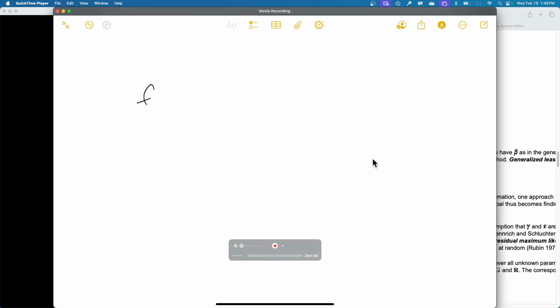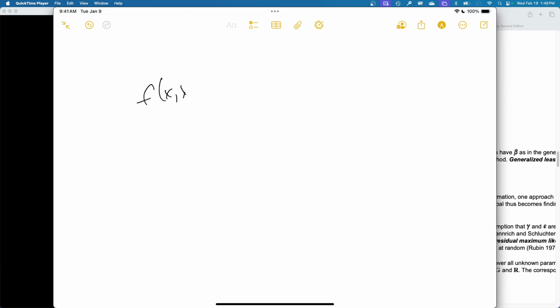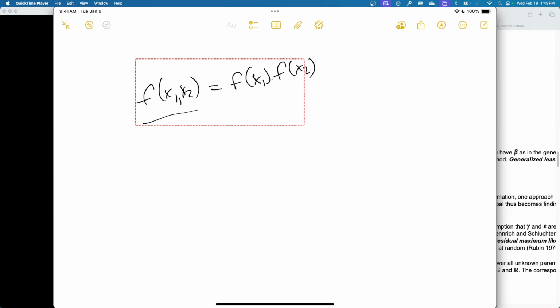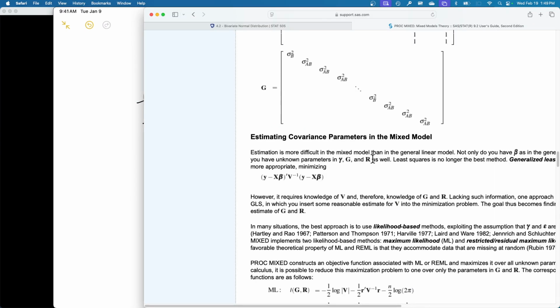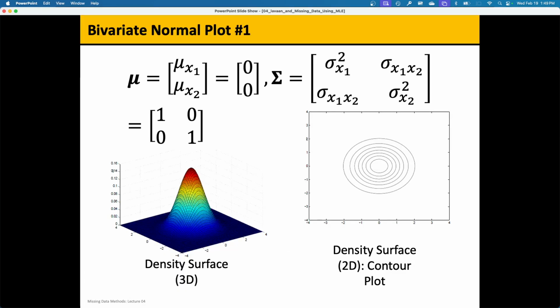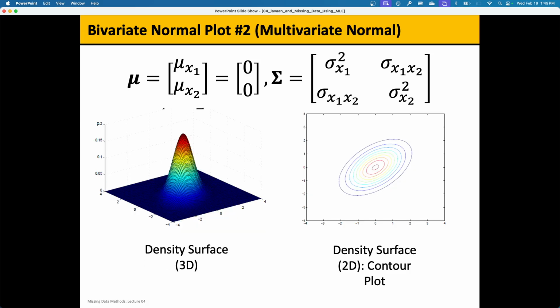But if we had f of x1 and x2, if they're independent, then the joint likelihood is equal to the product of the two marginal likelihoods. Right? Remember that from a couple of weeks ago? So starting with 0 is really nice there. Pretty cool. Okay. Questions on any of this? All right.